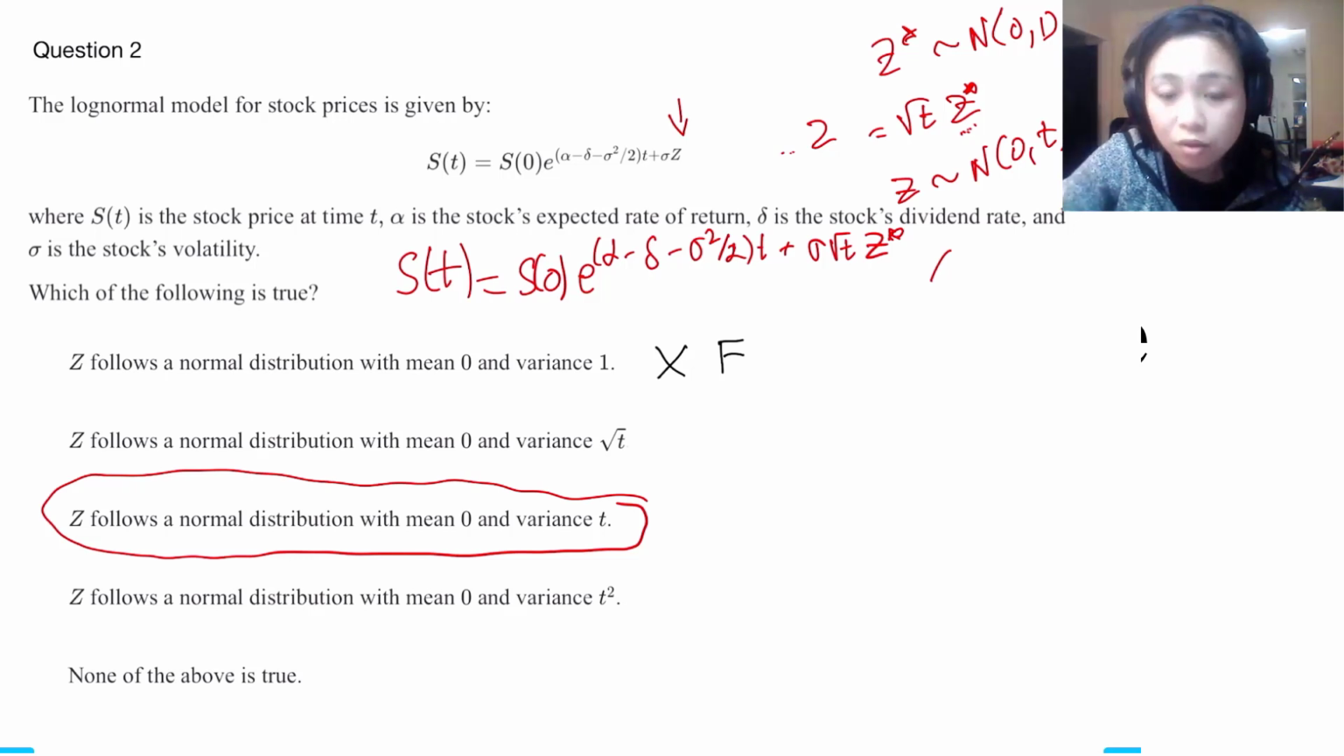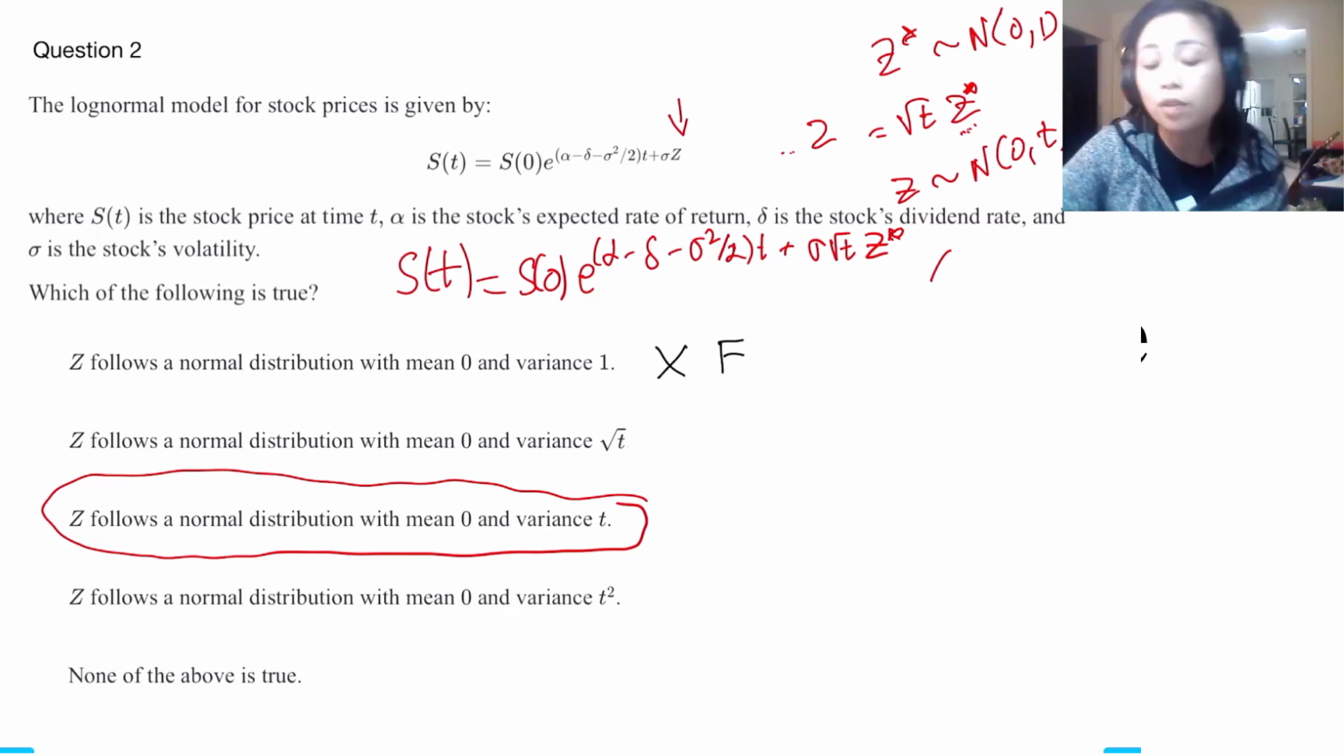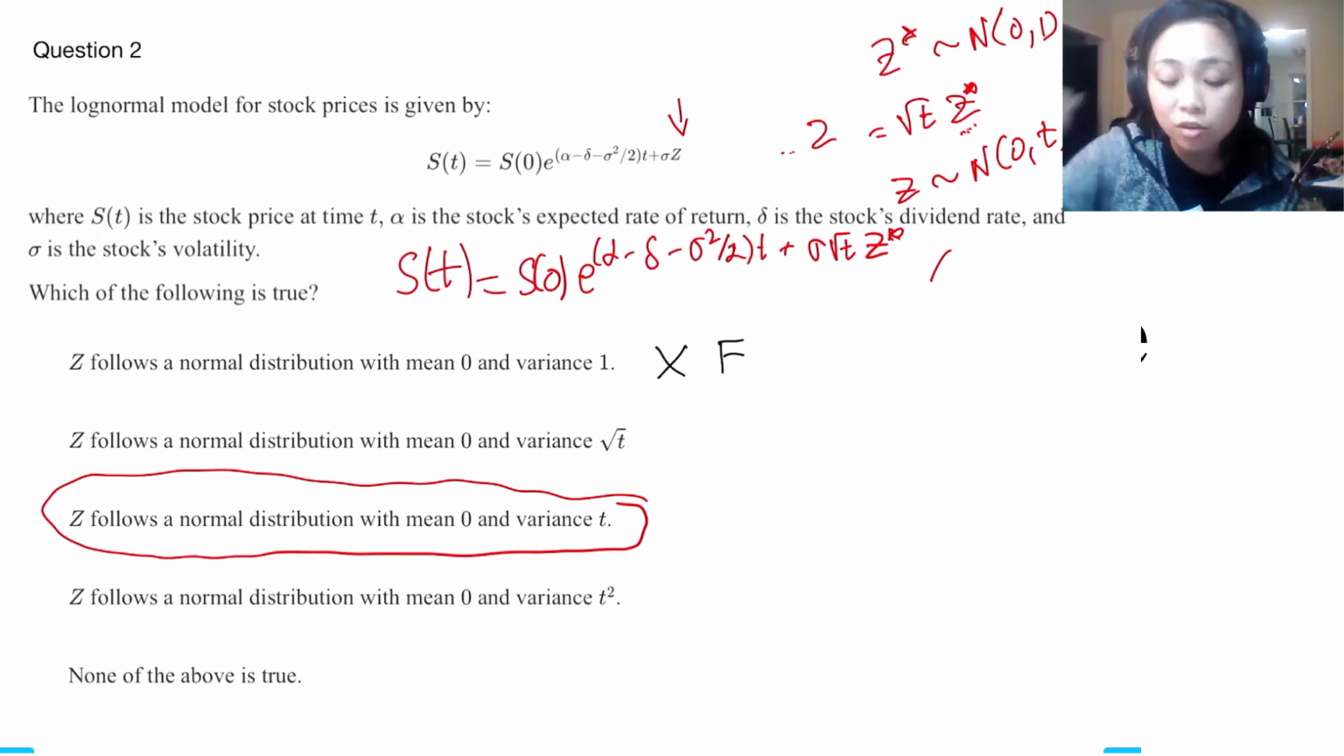Alright, next question. Question number 3. The log normal for stock prices. Can you see the question? Let me zoom it in a little bit so that you can read the question better.